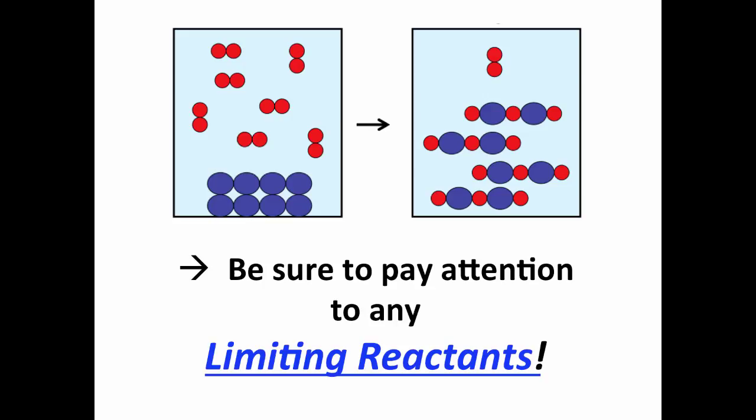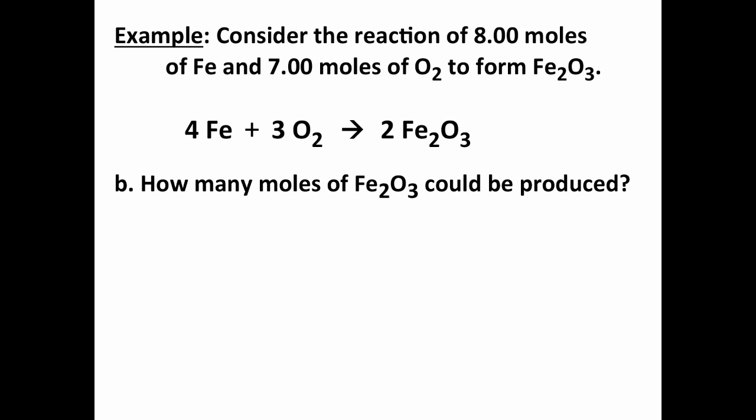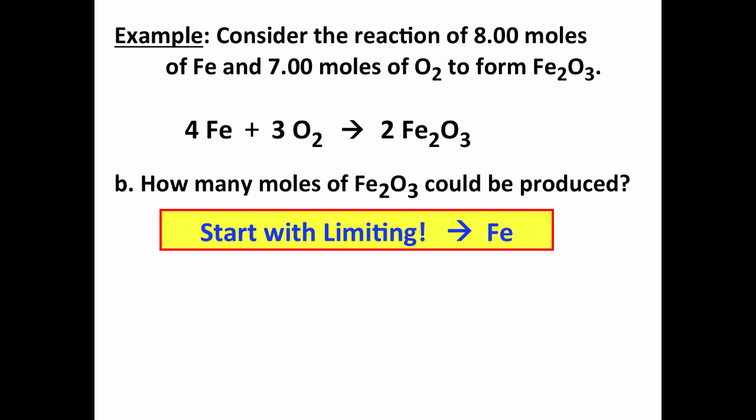So whenever you're dealing with quantitative aspects of chemical reactions, it's important to pay attention to whether or not there's a limiting reactant, because that's going to affect how much product can be formed. So let's go back to the problem we've been dealing with, and let's do the next parts. First of all, how many moles of Fe2O3 could be produced? And it's very important here to note that whenever you do calculations, when you have a limiting reactant, you need to start your calculations with the limiting reactant, because that's what determines how much reaction can take place.